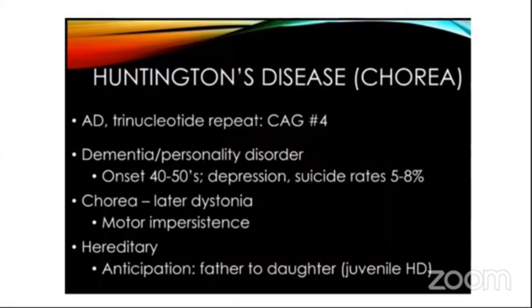Patients usually present with dementia or personality disorder at the age of 40 to 50 years. Maybe some associated depression and sometimes suicidal tendency or even suicide in 5 to 8% of cases. Patients usually present with chorea, but in the later stage, patients present with dystonia and seemingly like Parkinson disease.